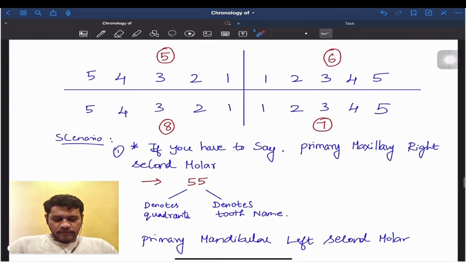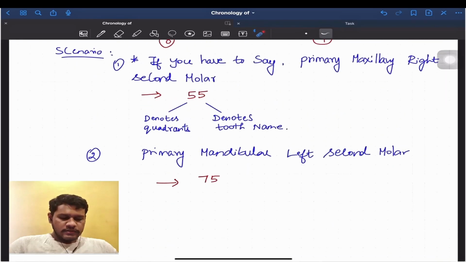Let's say with the example, if you have to say primary maxillary right second molar. If the word primary comes, you have to remember the quadrants as 5, 6, 7, 8. Maxillary they are saying, so it can be 5, 6 only. Then comes the right. This is the right side, this is the left side. Then the second molar. Second molar is 5. You can say the tooth notation as 5, 5. 5, 5 is the short notation for primary maxillary right second molar. The first digit denotes the quadrant. The second digit denotes the tooth name. The first 5 means maxillary right quadrant. The second 5 denotes tooth name, in the sense second molar in primary dentition.